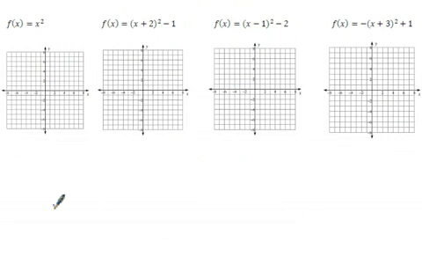What we're going to do here is combine the two. Here I have my parent function. With x plus 2, I'm going to shift to the left 2, and I'm going to shift down 1. So to the left 2 and down 1. It's a positive 1 right here, the leading coefficient, so it's going to open up. This third one, I'm going to shift to the right 1 and down 2. The leading coefficient is still a positive 1, so it's going to open up.